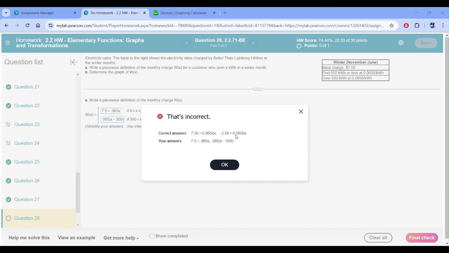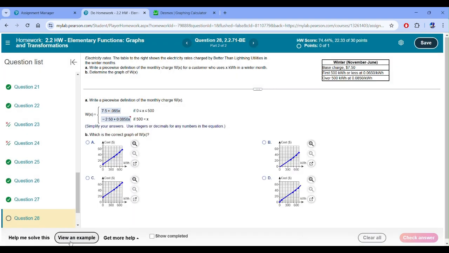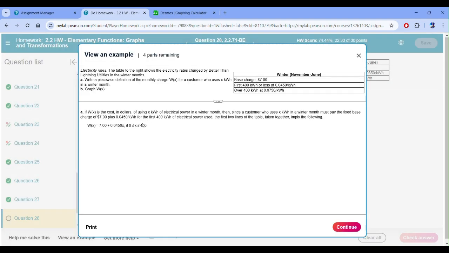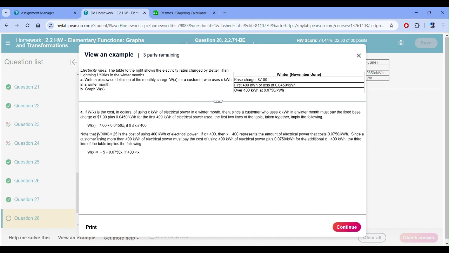It has something to do with the monthly charge. I've got to divide this answer by... I don't know where they got that. Let's view an example. Hold on. Okay. That one I got. Okay, now the W.